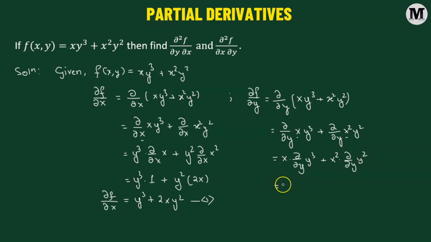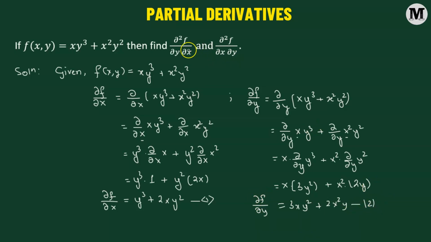So this will be equal to x times the derivative of y cubed. Using the power rule, we get 3y squared added to x squared times the derivative of y squared with respect to y. So that's simply 2y. Fine. So we have 3xy squared plus 2x squared y. And this is going to be the partial derivative of our function f with respect to y. We're going to label this as number 2.